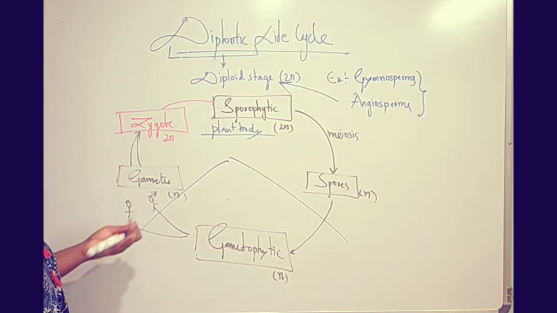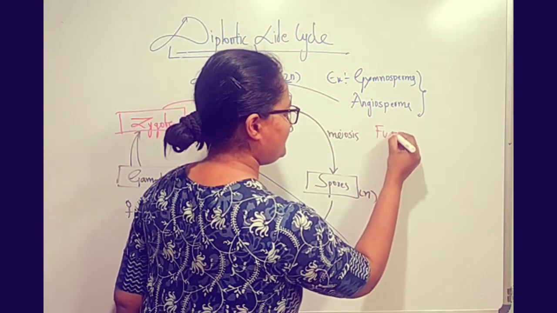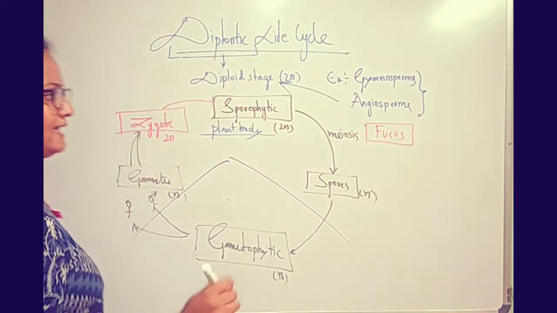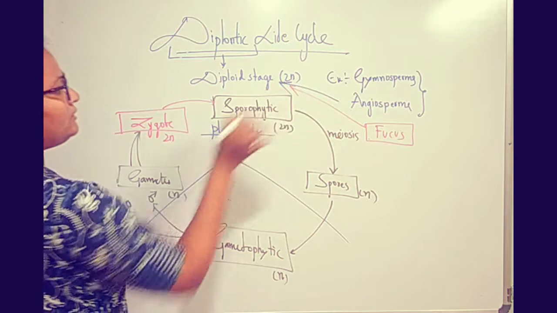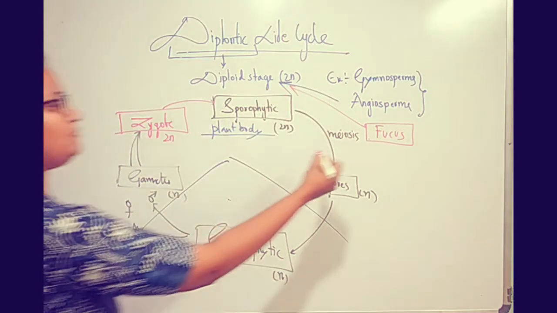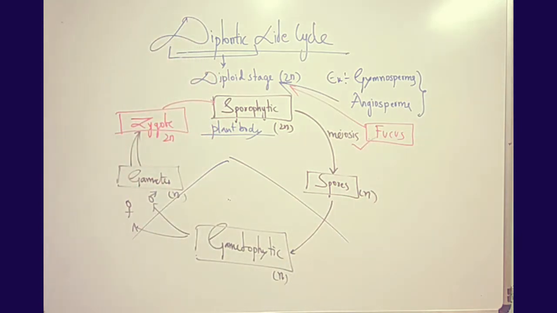And we can write one more alga. This may be in your NCERT. That is Fucus. The alga called Fucus also shows the diploid stage as the dominant one. Diplontic. This is one neat question. Okay, Fucus, an alga.